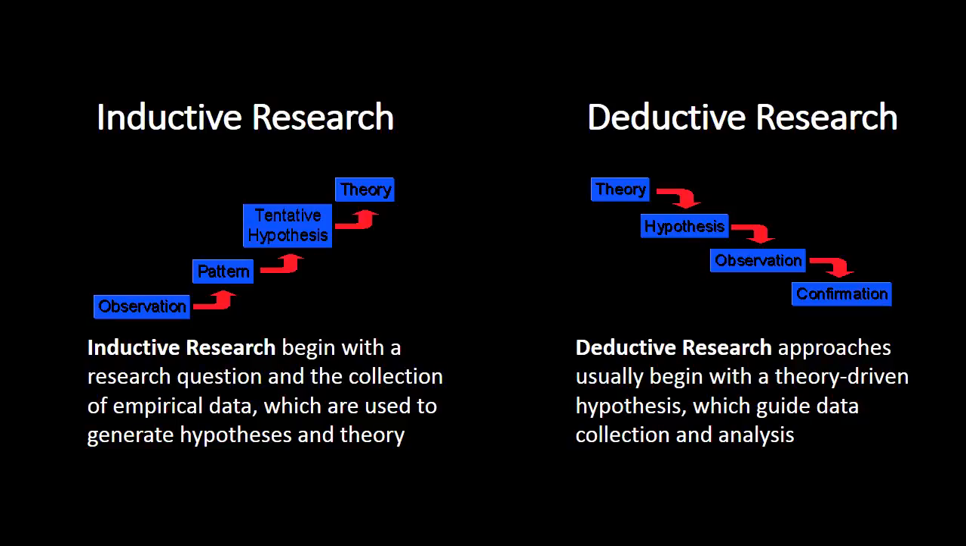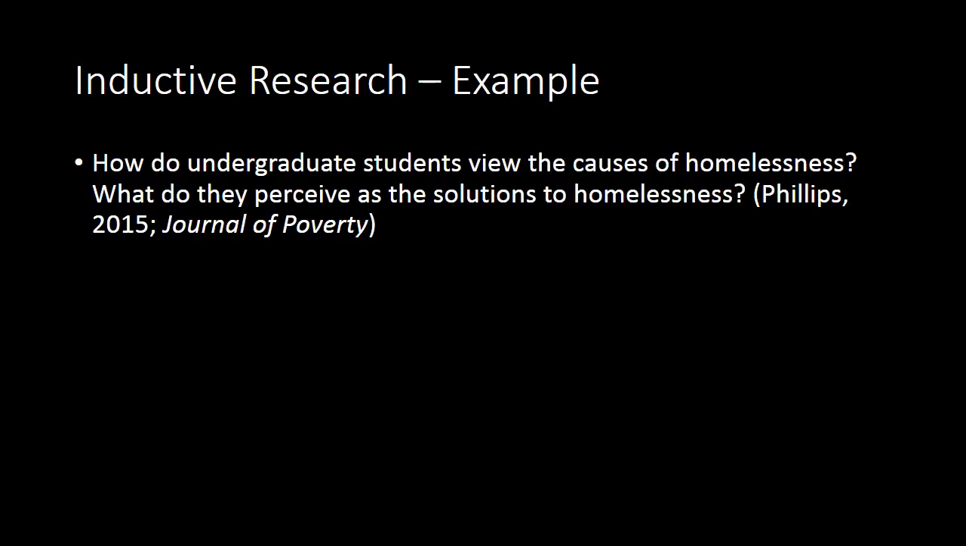Now let me give you some examples of inductive and deductive research approaches. An example of an inductive research question might be, how do undergraduate students view the causes of homelessness? What do they perceive as the solutions to homelessness? Rather than identifying an existing social theory, with this research question, you might begin by collecting data from a group of undergraduate students and really try to understand how they view the causes of homelessness. What do they perceive as the solutions to homelessness?